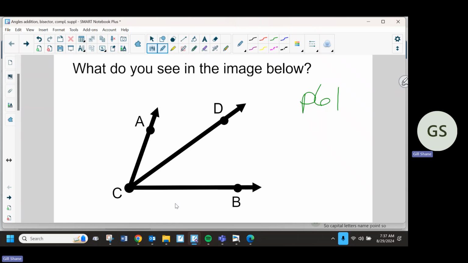So here's the deal. All of these are points. Remember, these are called rays. Every ray, every line segment, every line that goes on forever, every shape really that we do, rectangle, circle, whatever they are, it's really all points. We have just named a few specific points out of that figure.